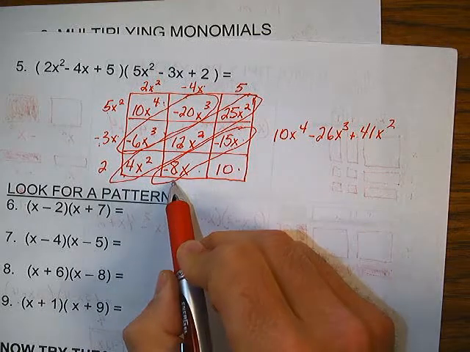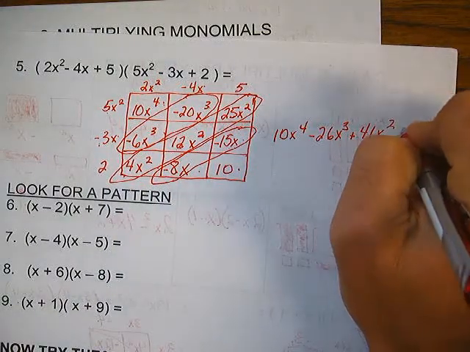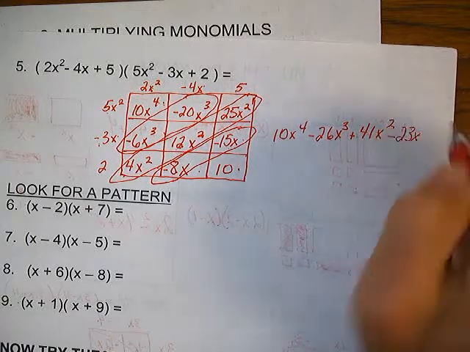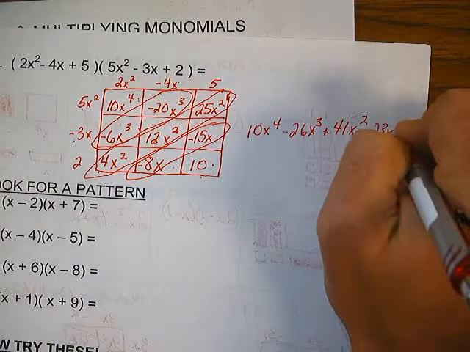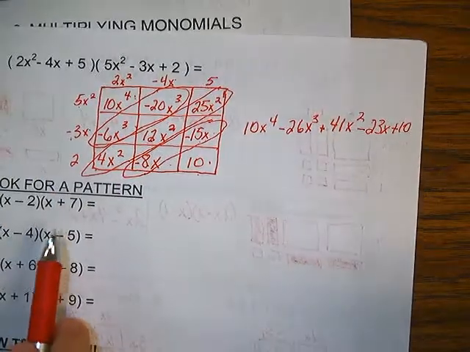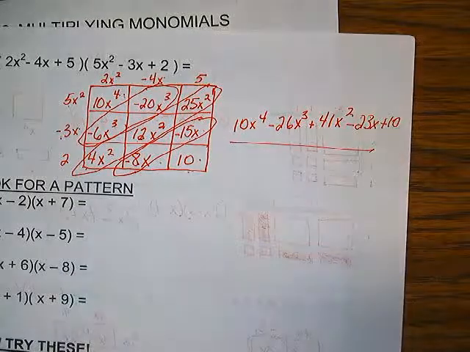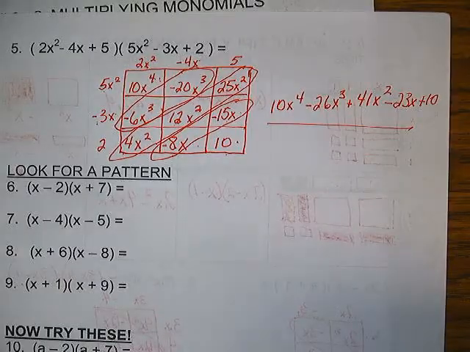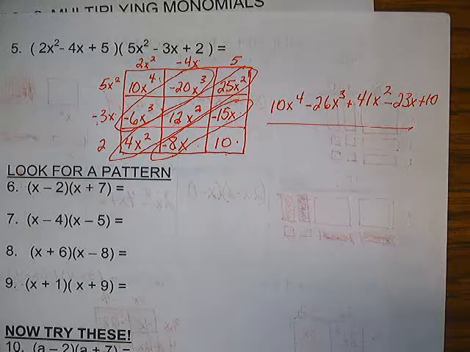Negative 15 minus 8 is negative 23x. Then what's left? The plus 10. So now we multiplied a trinomial times a trinomial, and here's my product. Now, like I was saying a minute ago, you can always use the box. If you're comfortable with the box, and you're not comfortable with this next method I'm going to teach you, then use the box. I'll draw it, put the binomial times the binomial, you will get the right answer.